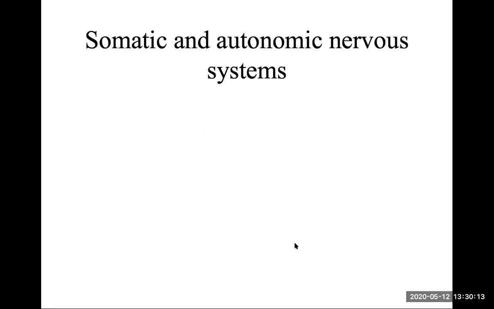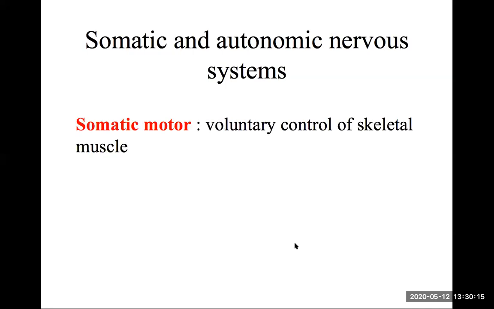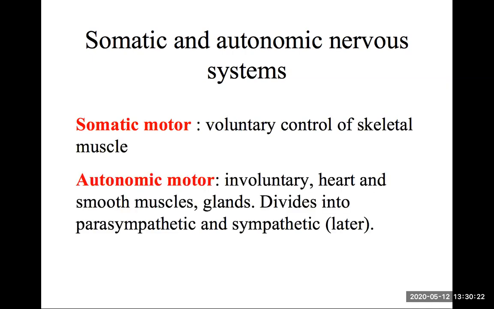All right, so let's go back again. Remember, we followed up sensory. Now we're going to follow those divisions for motor, somatic motor and autonomic motor. Okay, somatic motor, remember that motor is output from the central nervous system. Okay, so this is what is exiting the central nervous system.